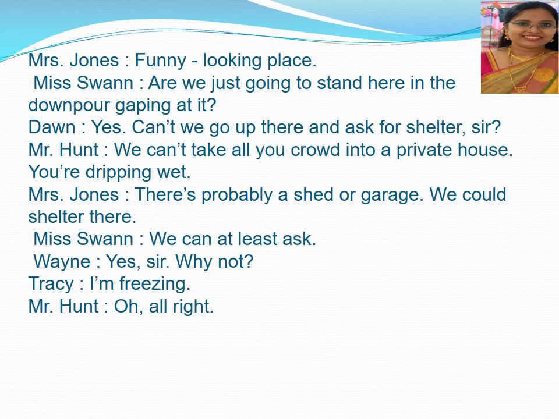So now in this scene, what is happening? Mrs. Jones says that Mr. Hunt, maybe you did not see this place before, but right now we can see a house here. Miss Swan says, instead of standing here and talking about that house, let's go there and see whether we can get a shelter or not. So Dow says, yes, please, let's go there, sir, and we'll ask for a shelter. So Mr. Hunt said that I cannot take the whole crowd into one house, correct? If all the children came to your house, would you allow them? No. So he says, we cannot all go together into a private house.